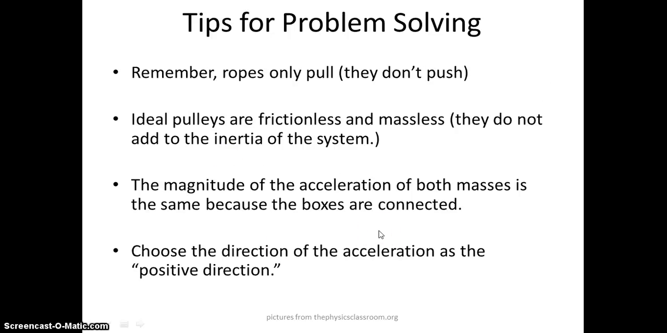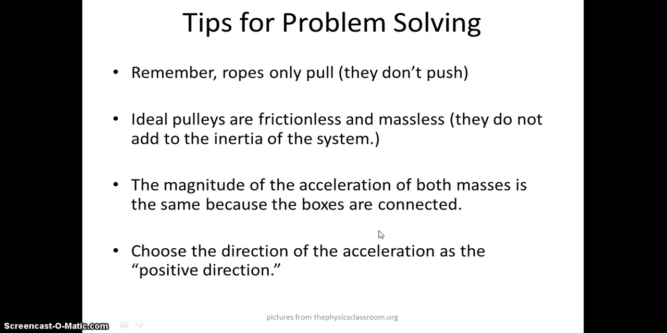Okay, so some tips for problem solving. Just remember when you're dealing with ropes or strings or any of these tension forces that ropes only pull, they don't push. So if you're uncertain about the direction that a rope is exerting a force on a hanging block, just think about the idea that ropes only pull objects, they don't push. Ideal pulleys are frictionless and massless. So if you see language that the pulley in the following problem is ideal, all that means is that the pulley can be considered to be frictionless and massless.